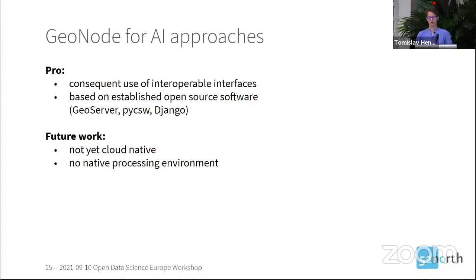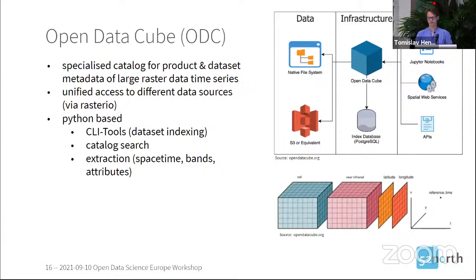What's really nice about GeoNode is the consequent use of interoperable interfaces. So it makes it very easy to extend and enlarge an entire ecosystem. And it's based on established open source software, obviously. And well, it's not yet cloud native by how it's available right now, but there are certain additions you can make. What we are lacking here is the native processing environment.